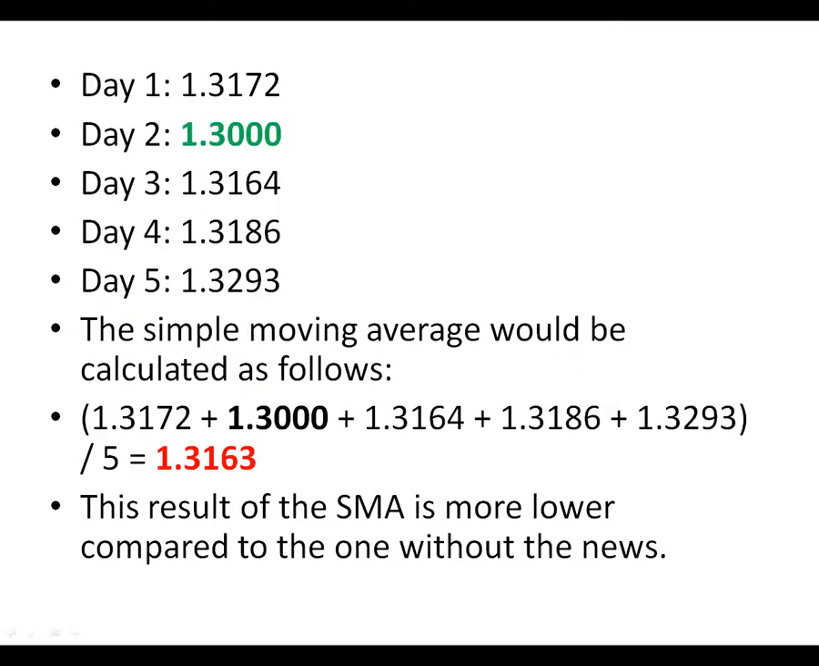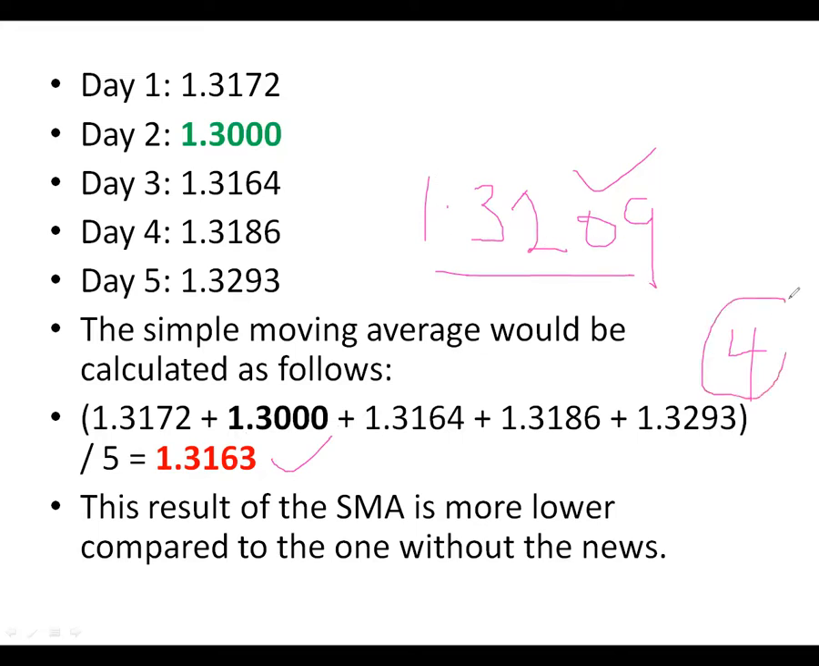So let's do the calculation. 1.3209. This was the result without the news. Compare it to 1.3163. So there's a difference of what? 4 pips between this price here and this price here. 1.3163 and 1.3209. There's a difference of 4 pips. So this one is higher than this one. Do you get the difference? This one is without the news. This one is with the news.